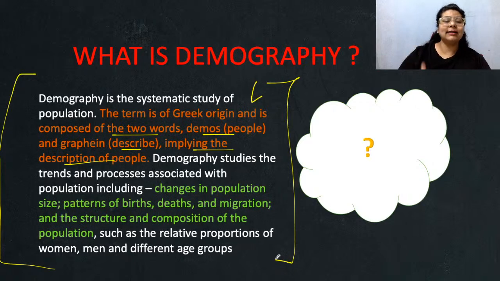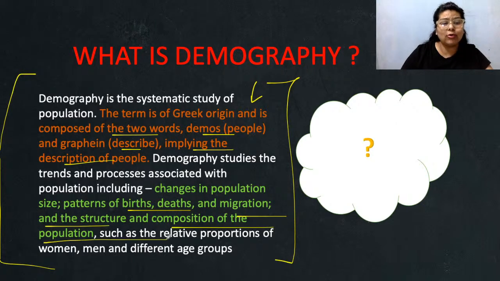So demography studies the trends and processes which are associated with population, including change in population size. It is about the patterns. It is about the structure. It is about the deaths. It is about the births and migration. Now all these things are very important in order to study more about population, and why the data is important.